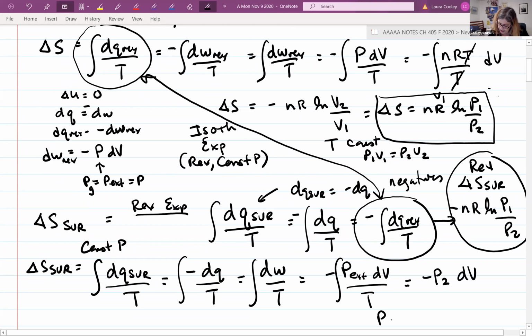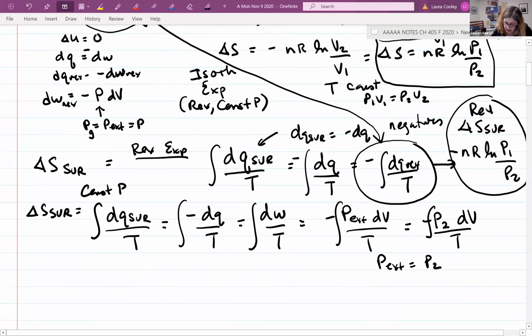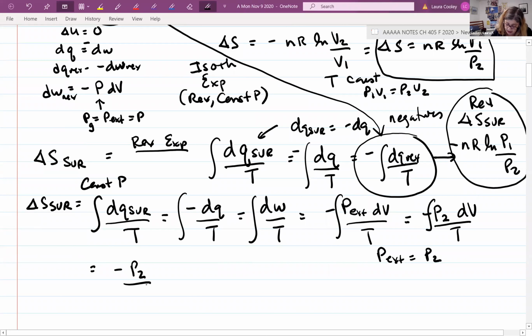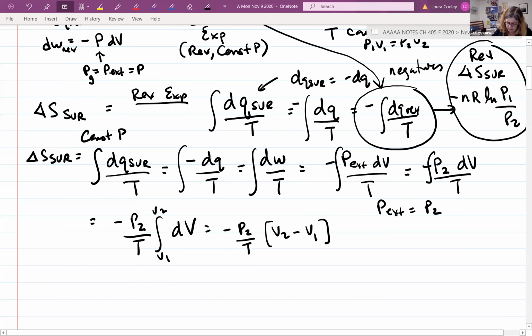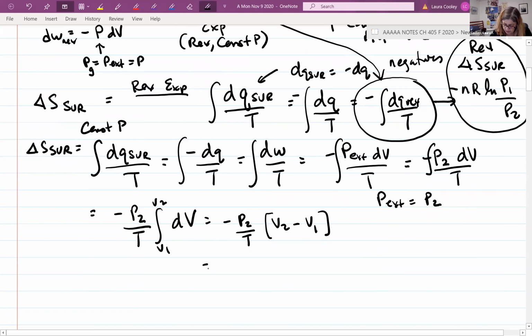Remember that P external is P2. So in other words, the final pressure of the gas is whatever the external pressure was. And we'd have that over T, right? And now that's constant, and T is constant also. So this boils down to minus P2 over T times the integral of dV, or minus P2 over T times V2 minus V1.